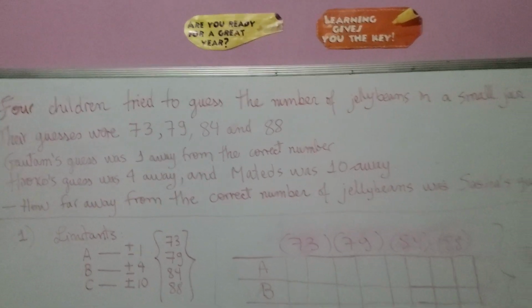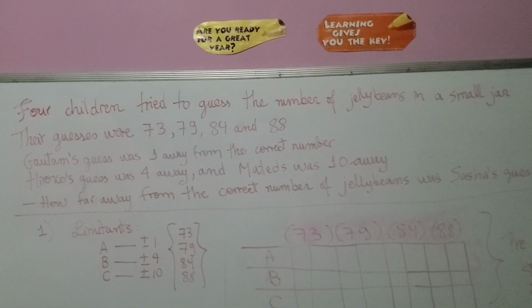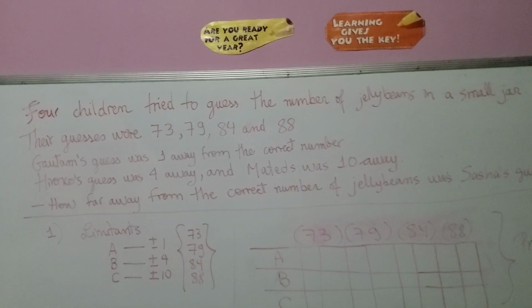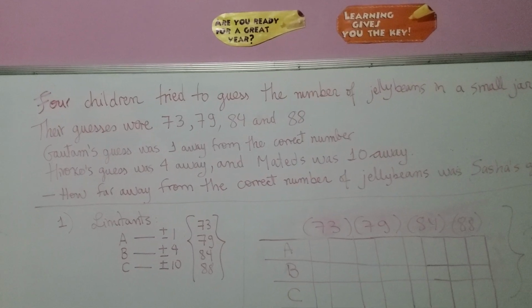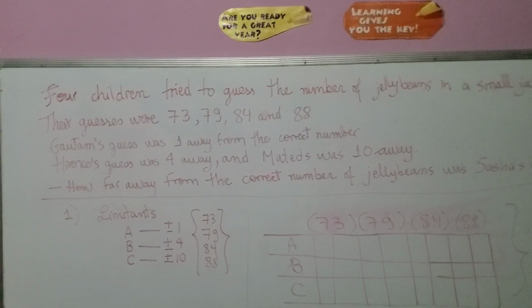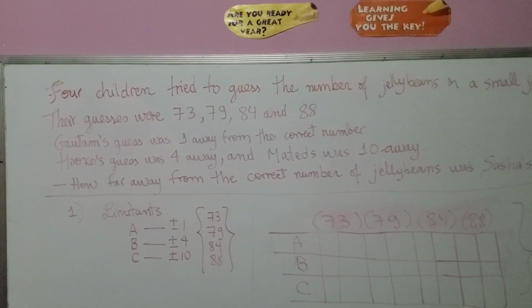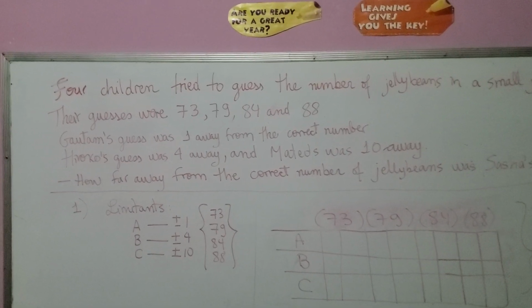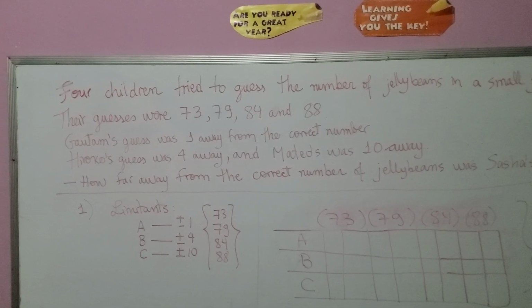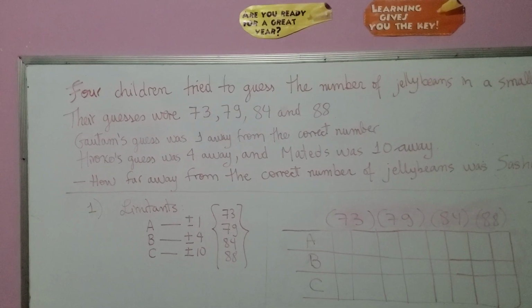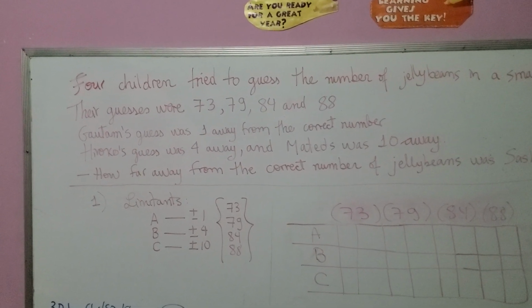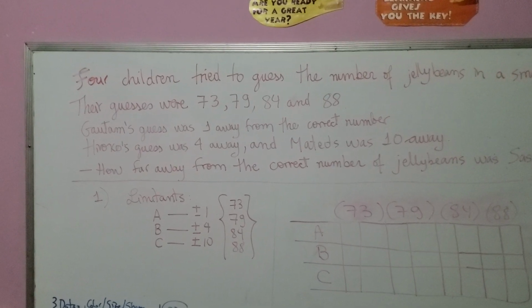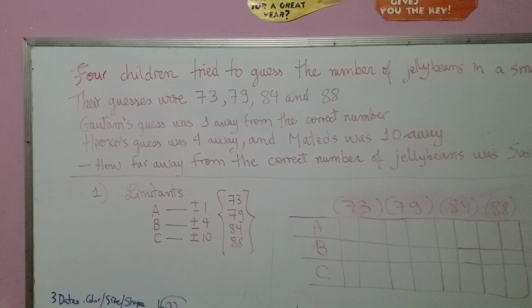It says, 4 children try to guess the number of jelly beans in a small jar. Their guesses were 73, 79, 84, and 88. Gautam's guess was 1 away from the correct number. Hiroko's guess was 4 away, and Mateo's was 10 away.